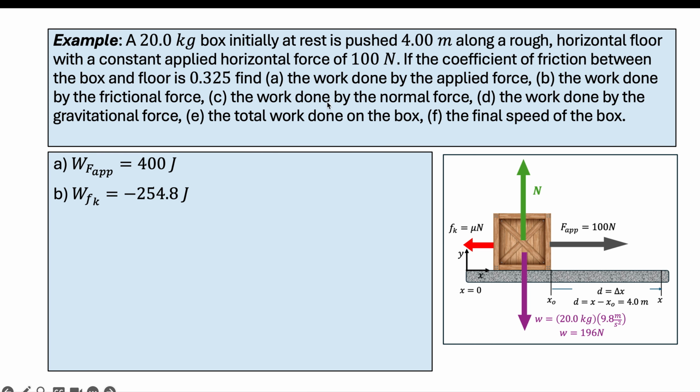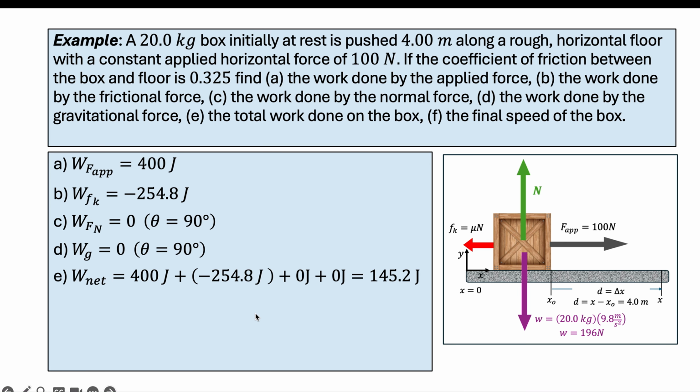We're also asked to find the work done by the normal force, but the work done by the normal force is just 0 because the normal force here, which is acting up, is perpendicular to the motion, or the angle is 90 degrees. And anytime the force is perpendicular to the displacement, the work done by that force is 0. And similarly, the work done by gravity would also be 0. The normal force and the gravitational force are not actually helping it move along the horizontal direction or hindering the motion.